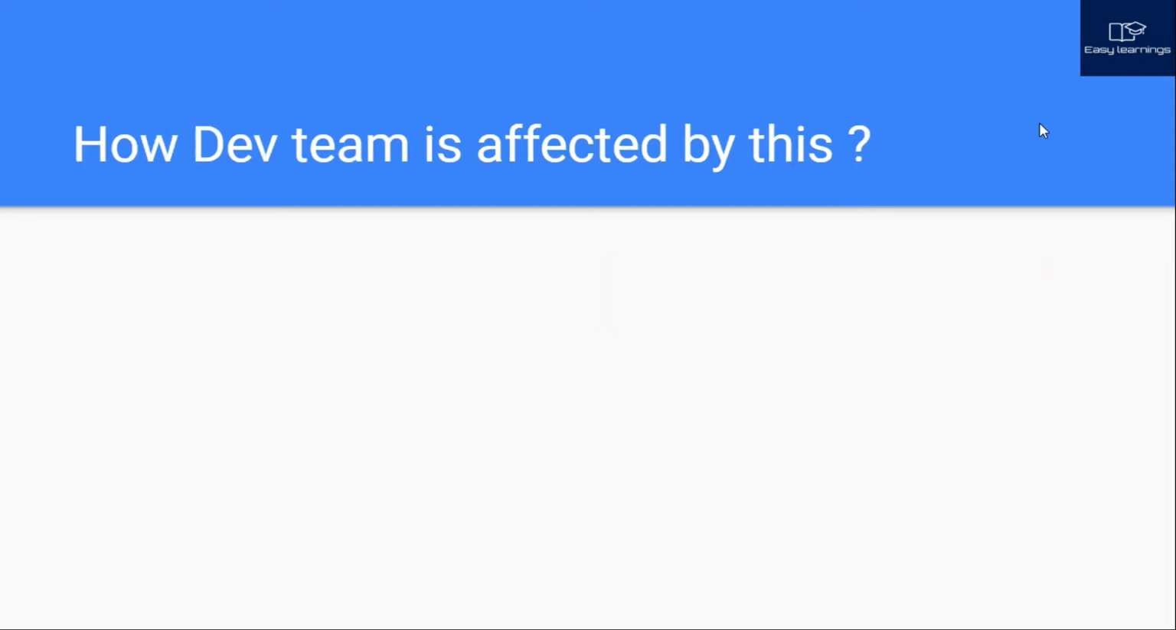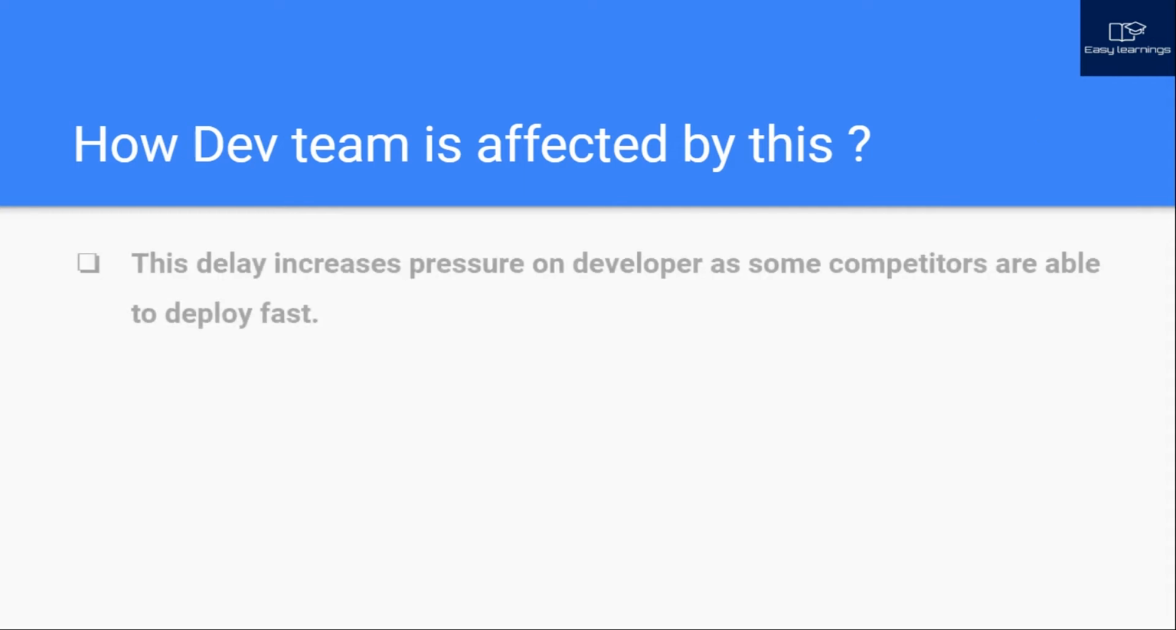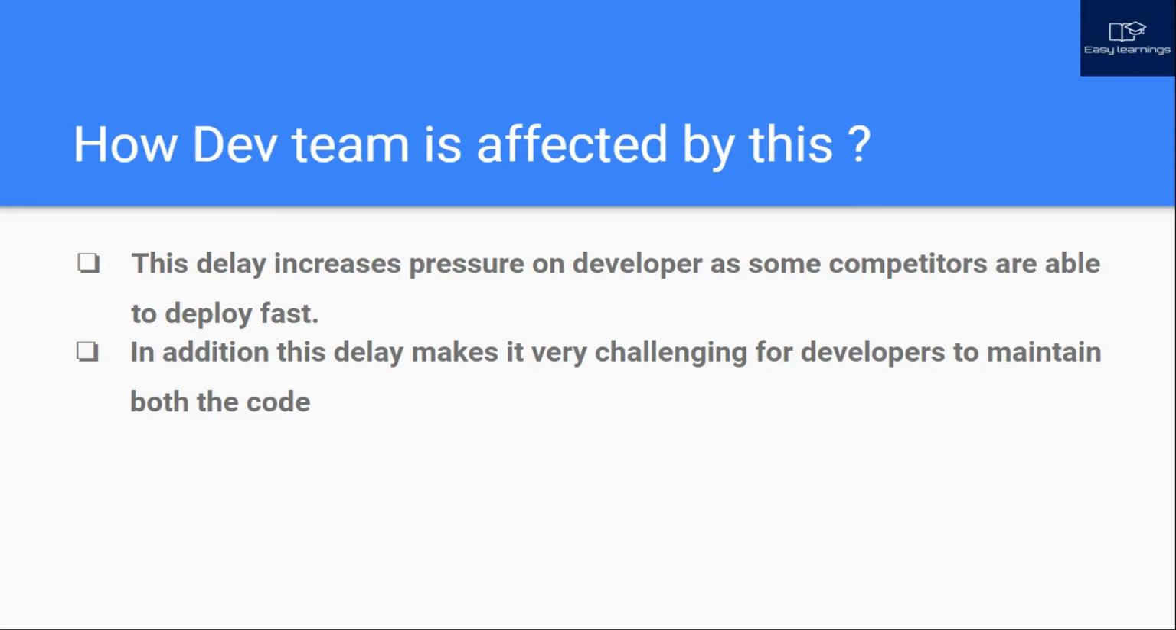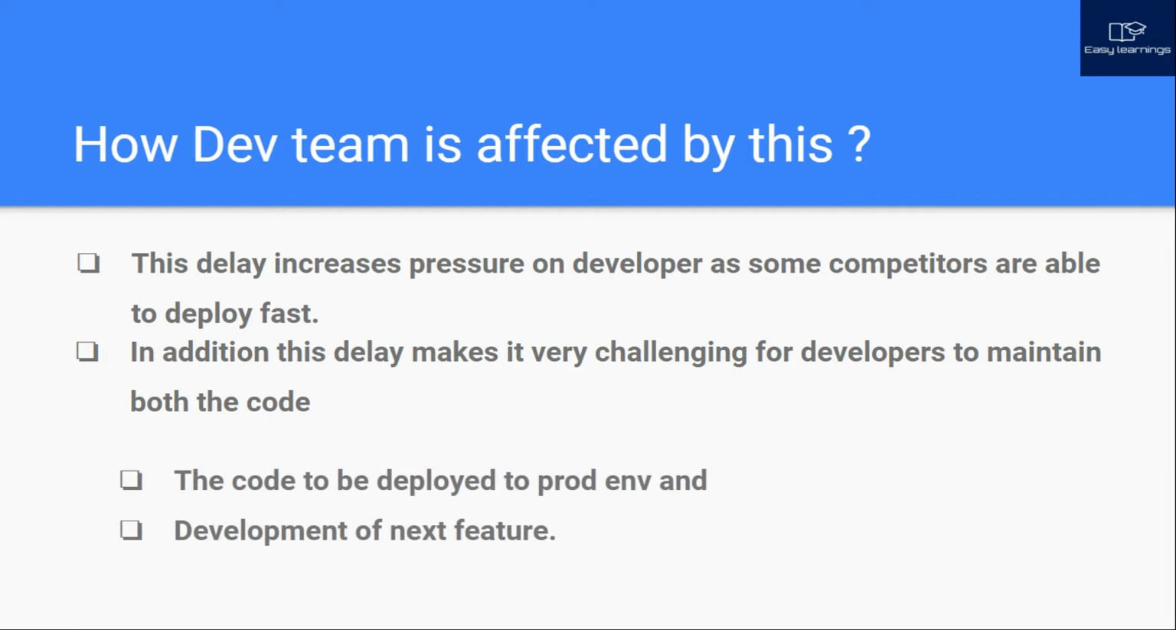So let's see how the dev team is affected by this. As developers need to wait for their code to be deployed, in the meantime competitors may deploy their code faster, which increases pressure on developers. In addition to this, it is very challenging for developers to maintain both the code to be deployed to production environment and the development of the next feature.